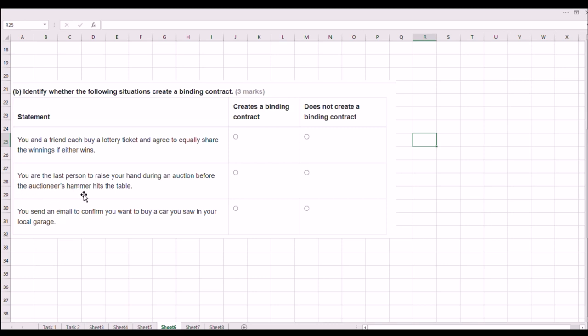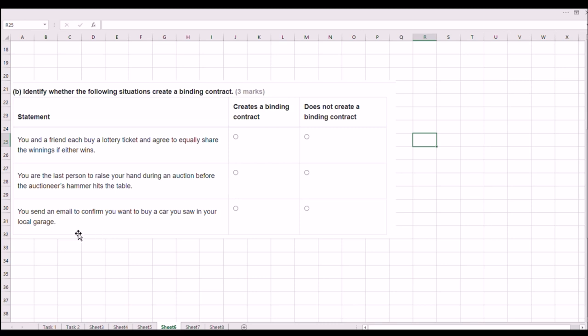You are the last person to raise your hand during an auction before the auctioneer's hammer hits the table. So you have made an offer. You've raised your hand. The auctioneer has accepted your offer by whacking the gavel down. And so that has created a binding contract. There is offer and there is acceptance and there is consideration.